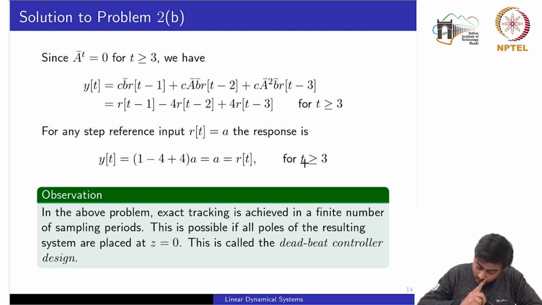So in the above problem, you would notice that exact tracking is achieved in a finite number of sampling periods. And this was possible because all the poles of the resulting system are placed at z equal to 0. In the theory classes, we have discussed tracking a reference signal asymptotically when t tends to infinity. But here, the advantage we got by placing the eigenvalues at the origin is that we are now able to track the reference in finite sample periods. And this design is also called the deadbeat controller design.